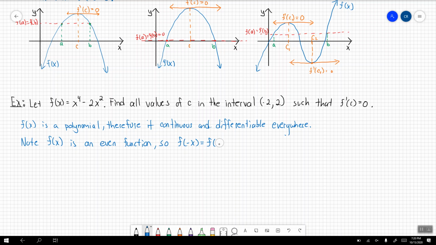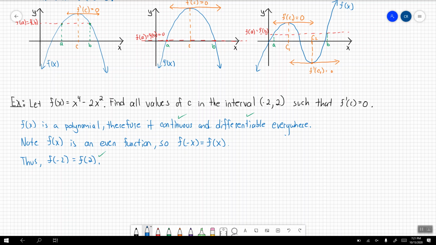Why does this benefit us? Well, this benefits us because I don't need to evaluate my endpoints. This function, being an even function, tells me that f of -2 is going to be equal to f of 2. Therefore, all three conditions for Rolle's theorem are now satisfied. Rolle's theorem said that the function needed to be continuous on the interval, it needed to be differentiable on the open interval from -2 to 2, and it needs to have the endpoints equal to one another. Therefore, any value that I find inside where the derivative is equal to 0 must be those c values.